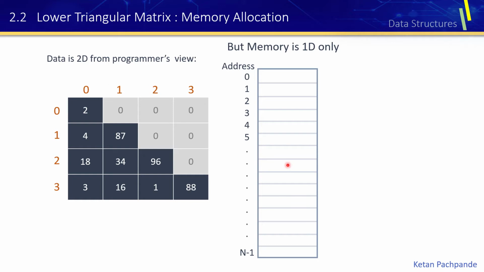We have already discussed in the previous session how to store the simple 2D matrix in the 1D memory with the help of row major order and column major order. So same concepts I'm going to use here also to solve the problem of how to store these 10 elements in the memory.